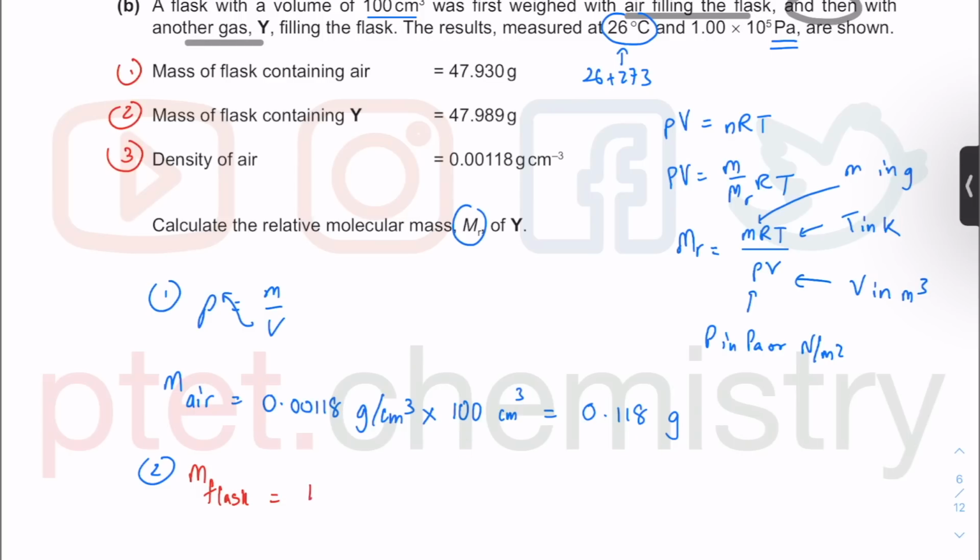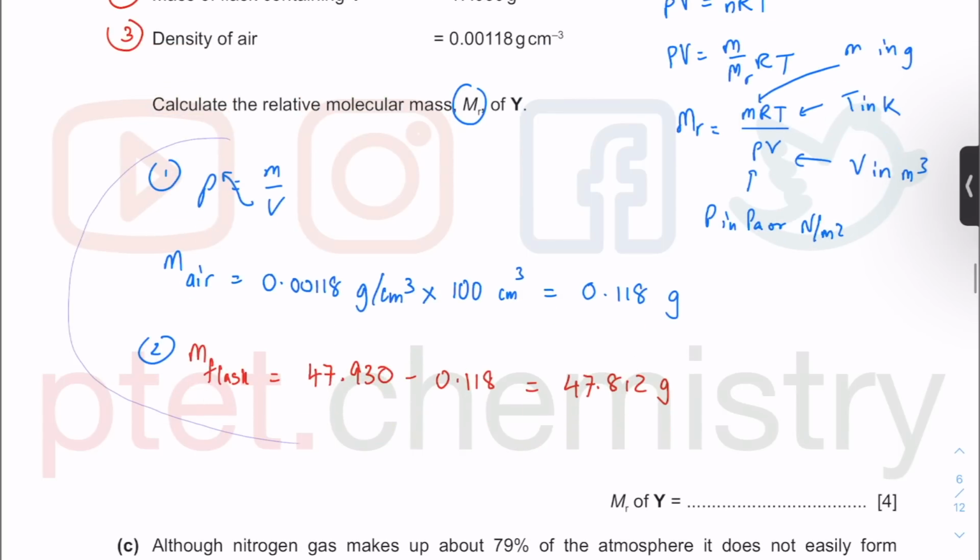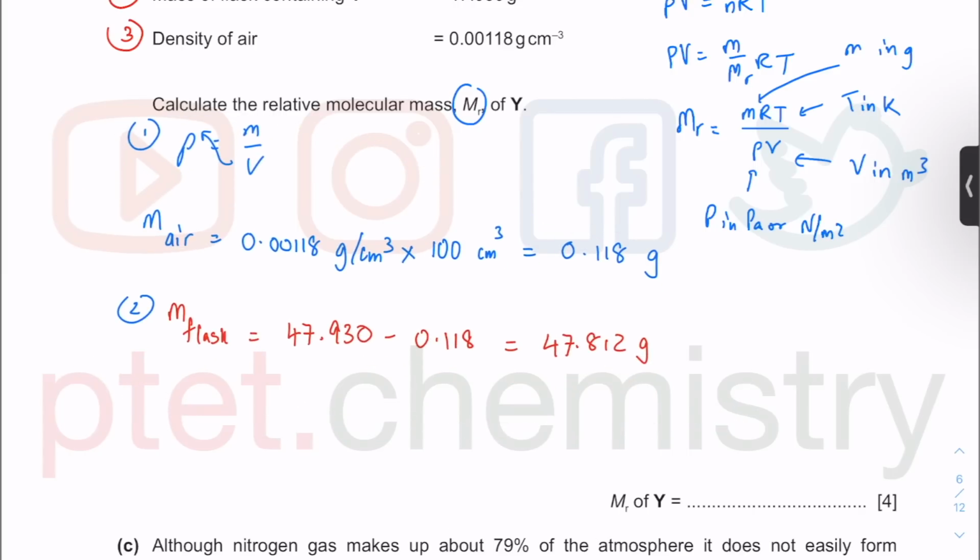So it's going to be 47.930 minus 0.118 gram for the air. So what I get is 47.812 gram. Running out of space here. I wonder whether I can squeeze my working down.